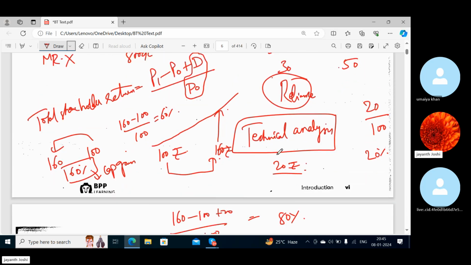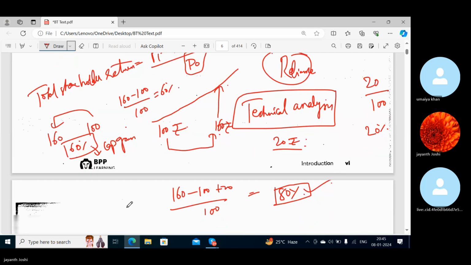This is the total shareholder return for an investor. That is nothing but capital gain from the stock plus dividend yield is equal to total shareholder return.